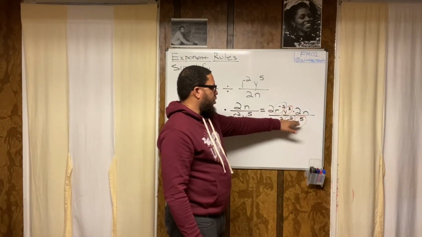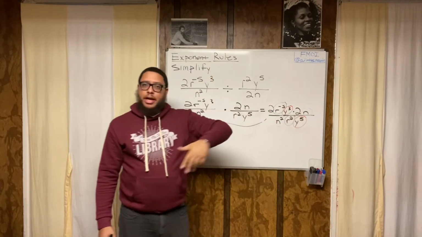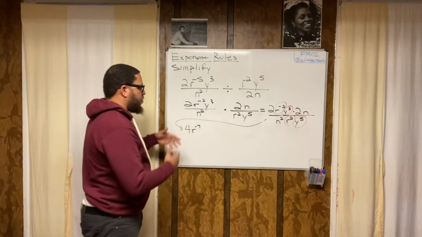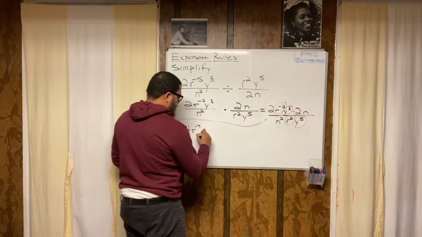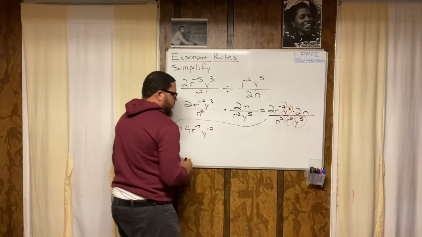I got y to the third and y to the fifth. Division rule again: 3 minus 5 is -2. Now notice how after we use the division rule, our variable is left in the numerator, not in the denominator. So think of this as the numerator. So I got y to the -2.